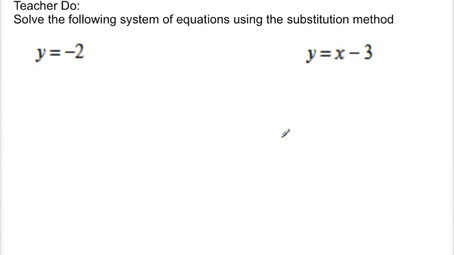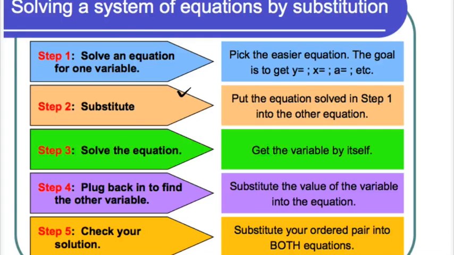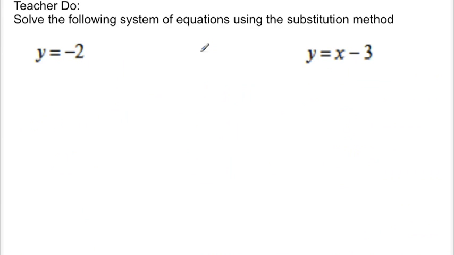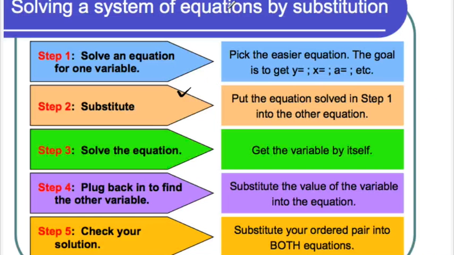Okay, teacher do number 2. Now this is a little bit different. If you look at our instructions, it says solve an equation for one variable. Now, this one, I already have a variable all by itself. I have y equals over here, and a y equals over here also. So I don't necessarily need to solve for anything because it's already done. This is already checked off. So I can pretty much start here.